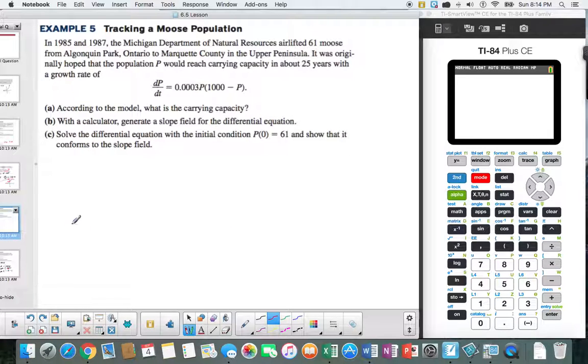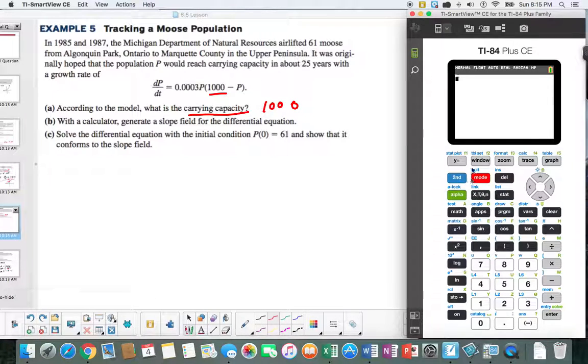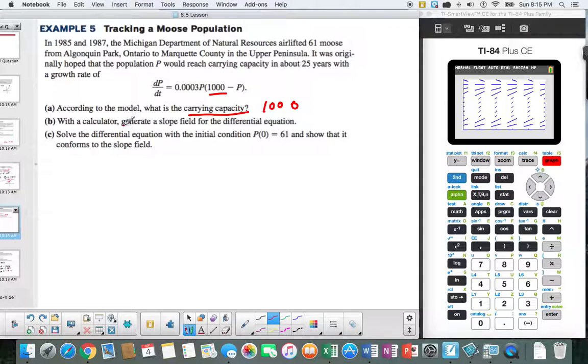All right, let's take a look at another problem. And again, here we have the differential equation that's logistic, and they want us to find the carrying capacity, and it's right here, 1,000. With a calculator, we want to generate a slope field for the differential equation, and over here I have inputted the model right here, and then I have to actually go to program, and I have to use a slope field program, which I've already done. And here is the graph. Here's the slope field. And you can see that it's growing and then it levels off like this. So with a calculator, we have generated the slope field.